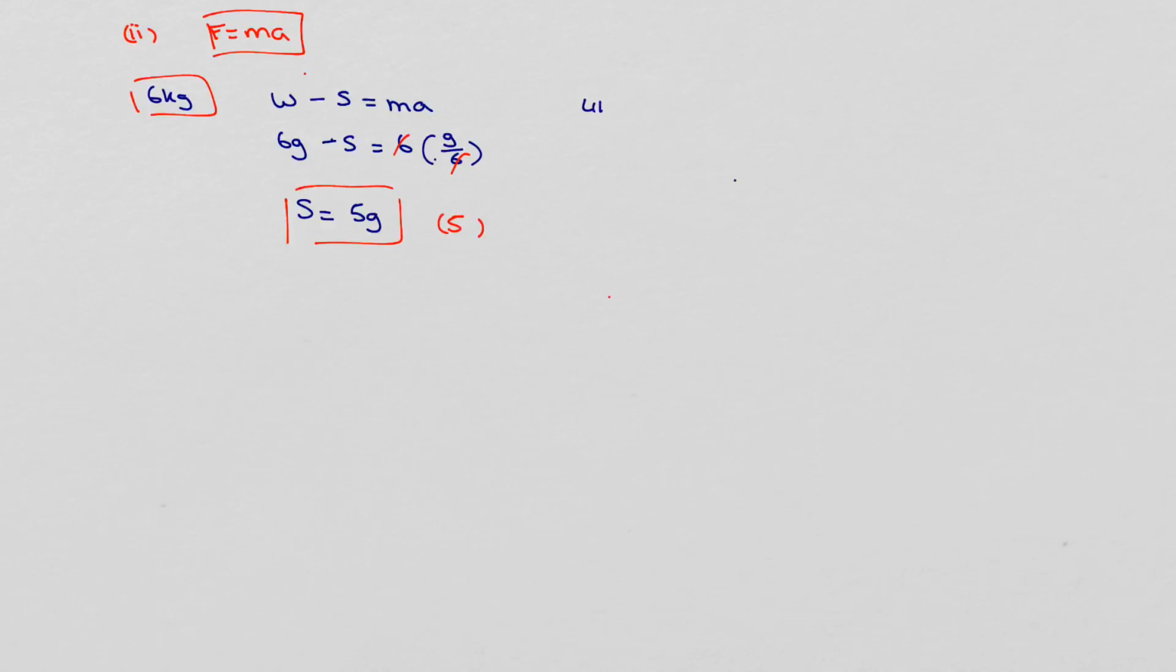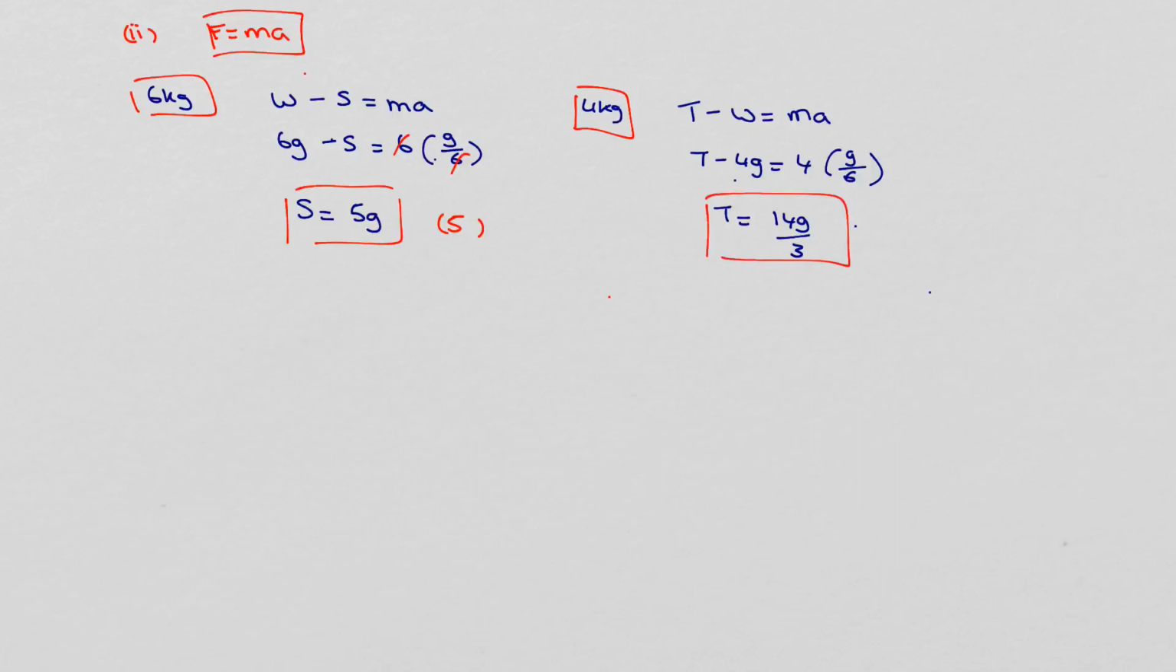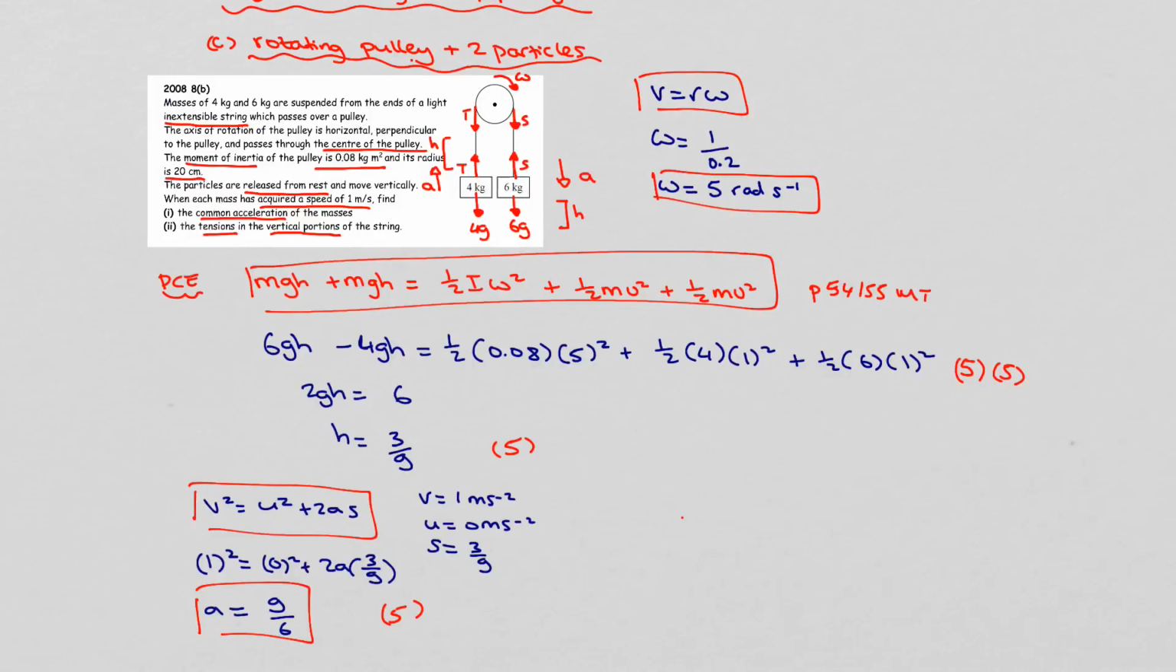So the second one then we have there is 4 kg, and it's going up, so therefore the leading force is going to be the tension this time, and the opposing force is the weight. That equals mass times acceleration. So T minus 4g equals 4 times g over 6, and therefore T is equal to 14g over 3, or 45.7 newtons. And again, 5 marks for that. So lovely little 30-mark question there. And again, especially if you like your pulleys and wedges questions, it plays nicely to that.